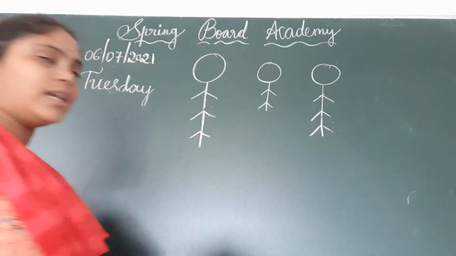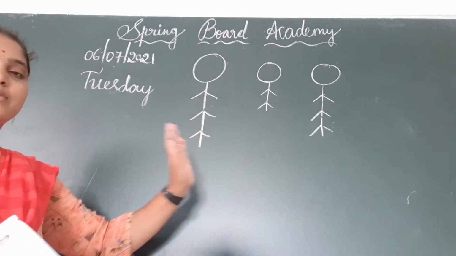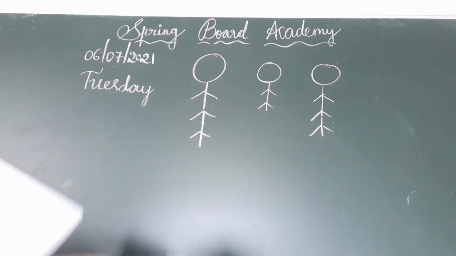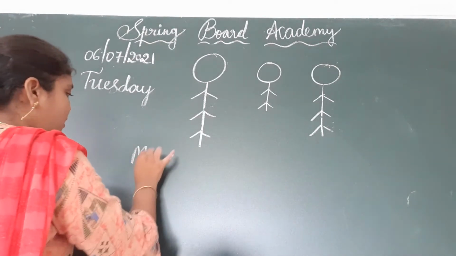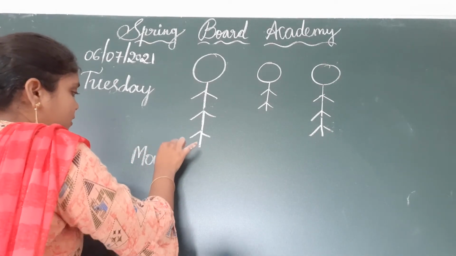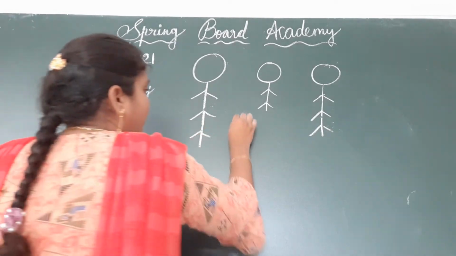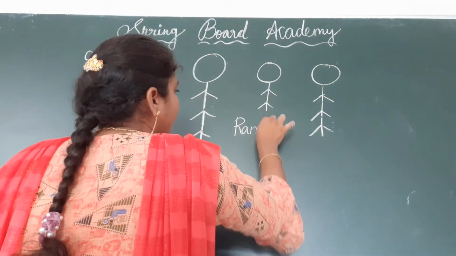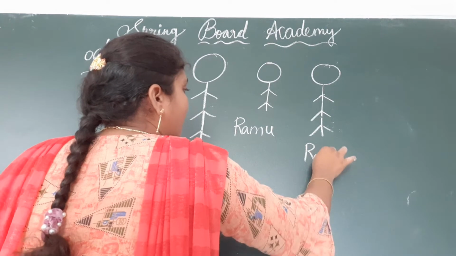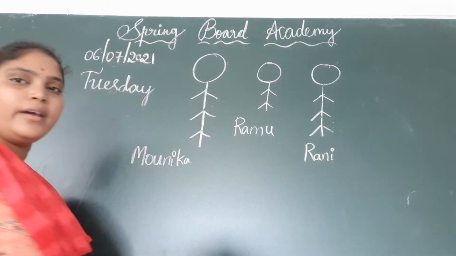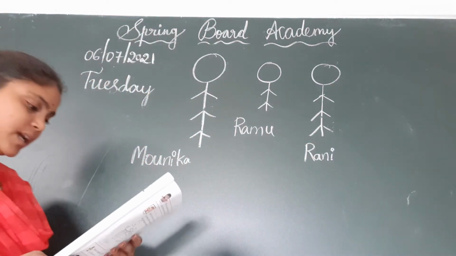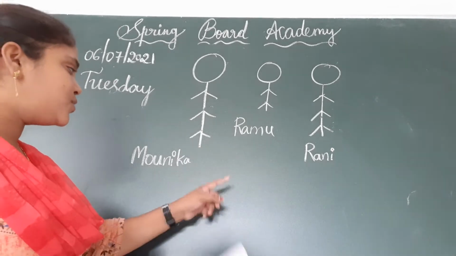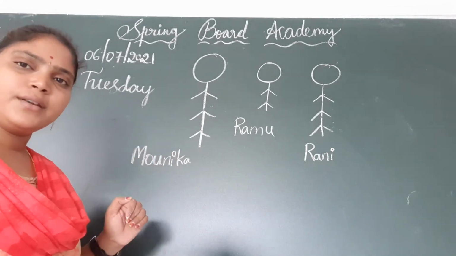Okay, children, so here I have drawn 3 pictures. These 3 pictures you can imagine as 3 members. First one, Monica, Ramu, Rani. Okay, Monica, Ramu, Rani. Just imagine, children. Next, here in these 3, who is the tallest, children?